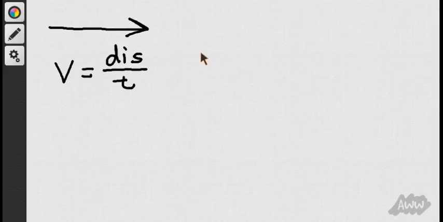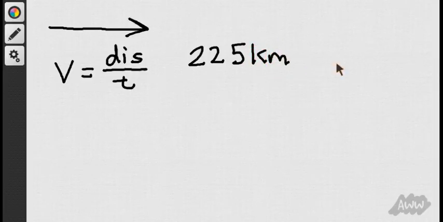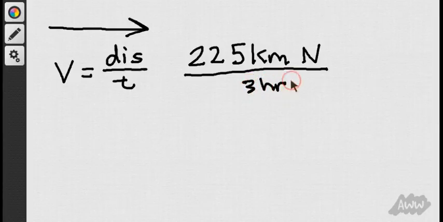So here's a basic problem. Vancouver is approximately 225 kilometers north of Seattle. What is the average velocity of a bus traveling directly from Seattle to Vancouver if the trip takes 3 hours? Well, in this case, our displacement is 225 kilometers, and they said that it's north. So we need to put north up here, because if we just had kilometers, it would be a distance. This makes it a displacement. And we're going to divide that by the time it took, which they said was 3 hours. When you do the math, you get 75 kilometers north per hour.